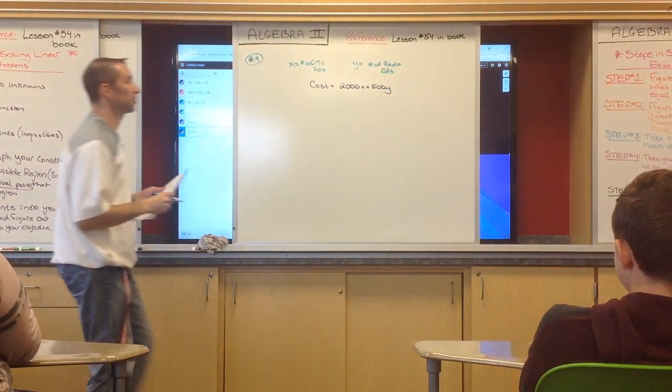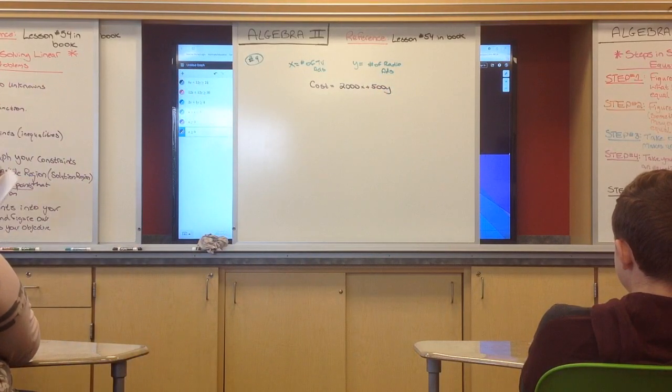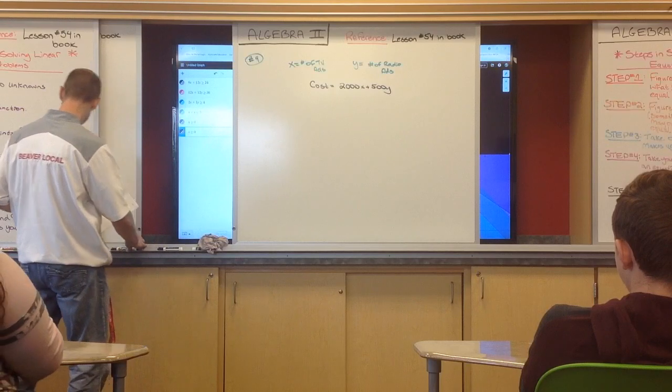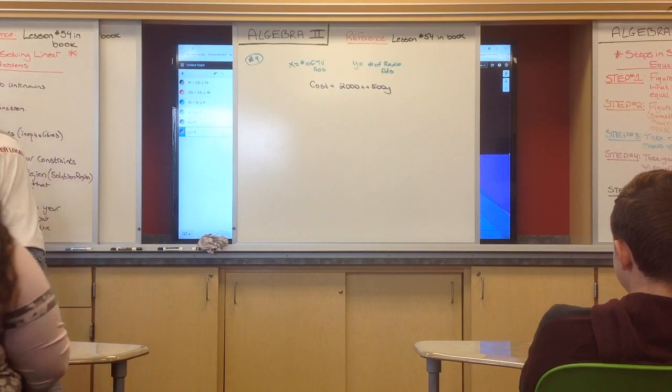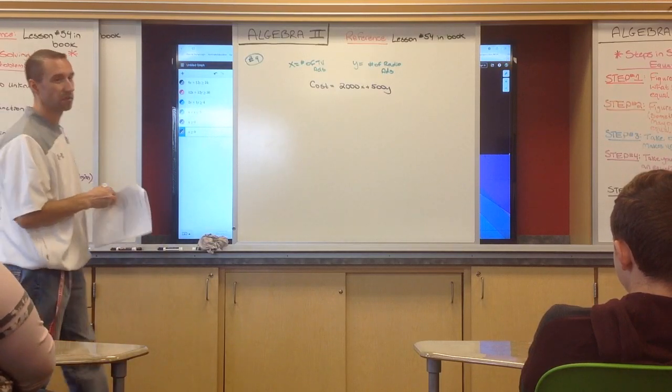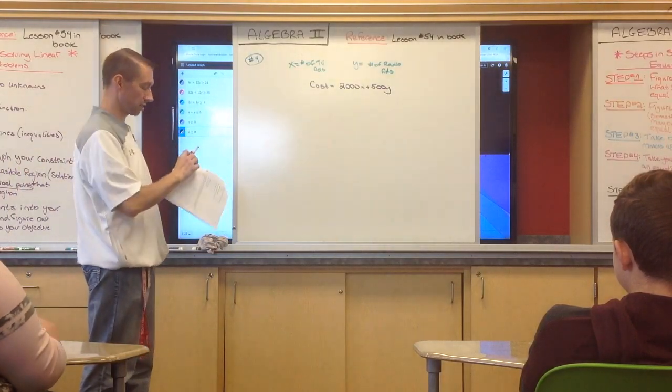Plus 500, what? $2,000 for every TV ad, $500 for every radio ad, and we want to minimize costs but still stay within these constraints. Now, what constraints are we given here to work with? What totals do we have here of these constraints?